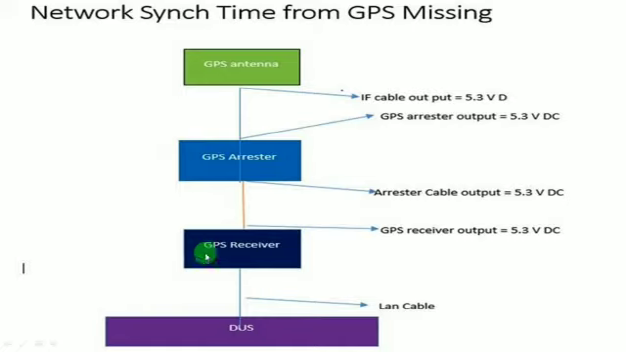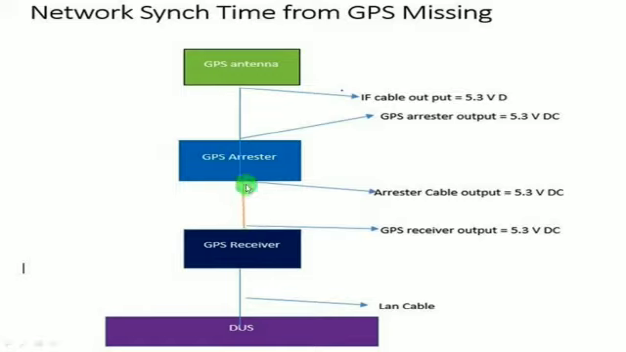If the GPS receiver operational LED is blinking, we have to follow the step-by-step troubleshooting procedure. We have to use the multimeter. We have to check the GPS receiver output. Exactly, we should get the output as 5.3 volt DC. If the GPS receiver output is okay, we have to check further.